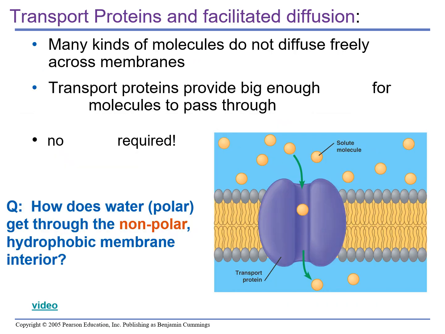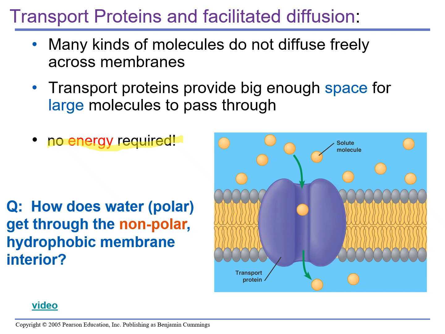For molecules which cannot be transported easily, we would use transport proteins and facilitated diffusion. So there are many kinds of molecules that do not diffuse freely across the membranes, and the transport proteins provide big enough space for large molecules to pass through. And this doesn't require energy either. Transport proteins and facilitated diffusion, we need to remember, do not require energy. Please keep that in mind. It is something that many people get confused on, but is important.